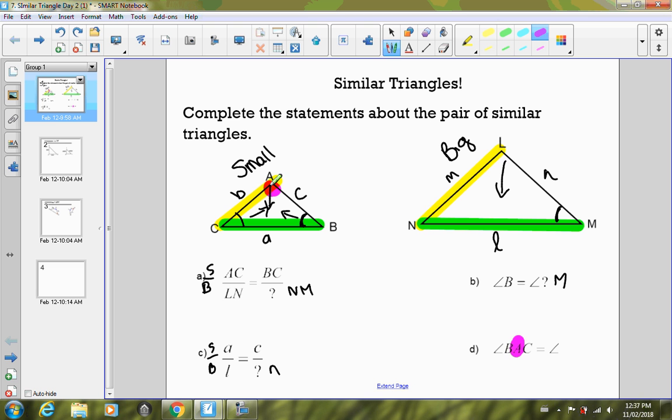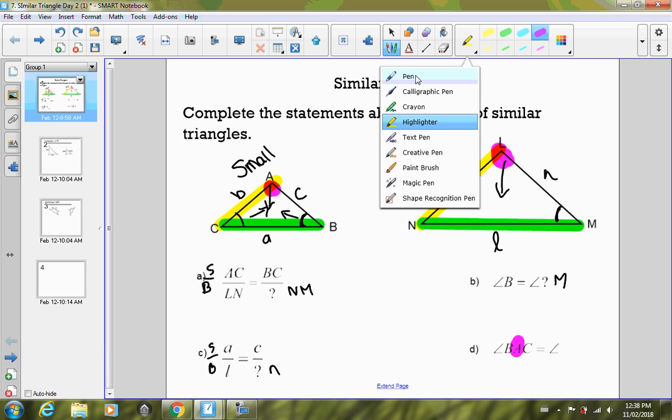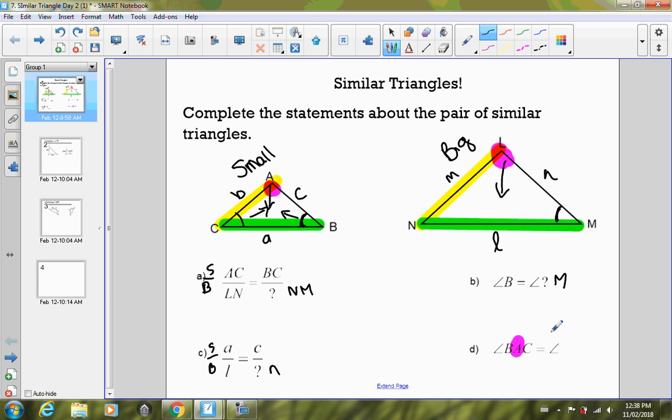Now my big triangle, where would that be? Well, that would be angle L. So how do I write that? I would write this as, now you can do it one of two ways. It means the same thing. You could put M, L, N, or you can do N, L, M. Okay, either way, I would accept that, but the key thing is that means angle L there.